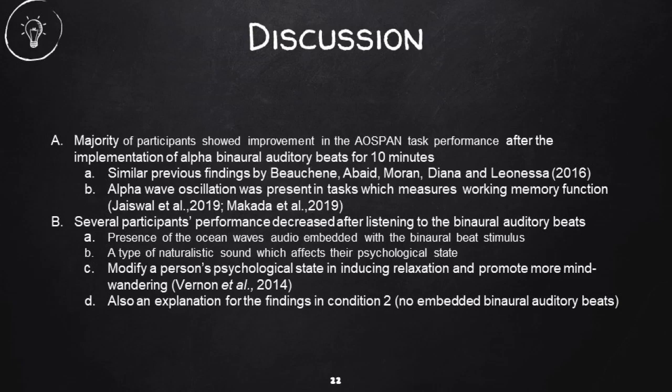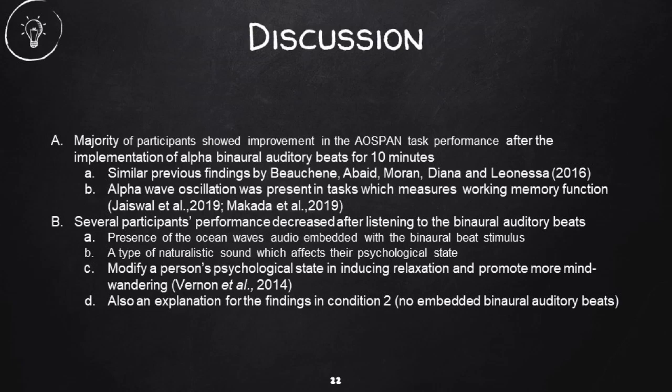Similarly, this type of observation was found in a research which effectively modulated visual-spatial working memory. Based on studies which recorded and analyzed brainwave oscillations using neuromodalities such as MEG and EEG, the authors have found that alpha wave oscillation was present in tasks which measure working memory function. Based on this established phenomenon, it provides a basis for the current study in benefiting from the application of alpha binaural beats to improve the above-mentioned cognitive function. Nevertheless, the findings showed several participants' performance decreased after listening to the audio stimulus.